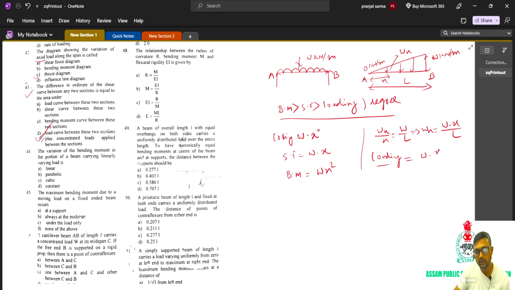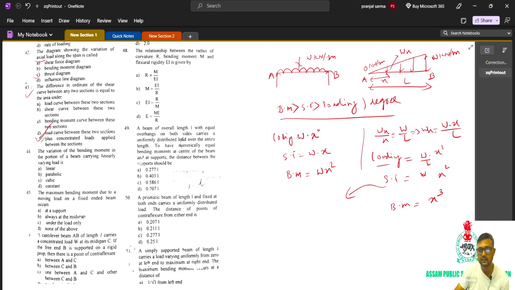W into X by L, X to the power what? 1. That means what? Shear force will be how much? Obviously W, shear force will have a power of X square. And what is the bending moment? Bending moment, it will have the power of what? X cube.